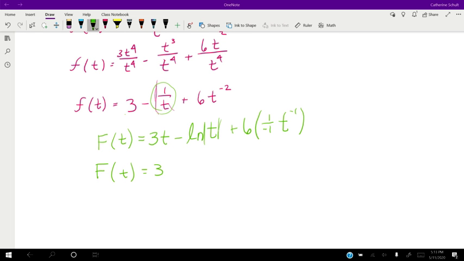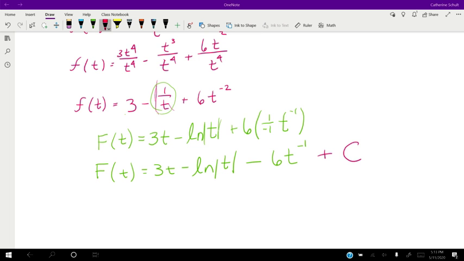So we have 3t minus natural log of the absolute value of t, and then 6 times negative 1 will be a minus 6t to the negative 1. And then to make it a general antiderivative, we add a constant.